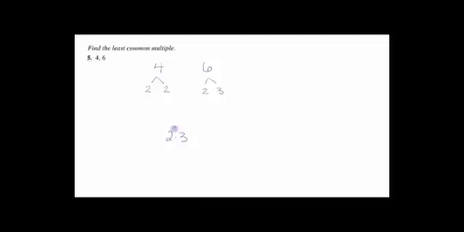It shows up twice at the most. 3 is used once here and no times here, so we want to make sure that we use it just once. When I multiply that out, I get 4 times 3, which is 12. So 12 is the smallest number 4 and 6 will both go into. With 32 and 40, we can use the same strategy.